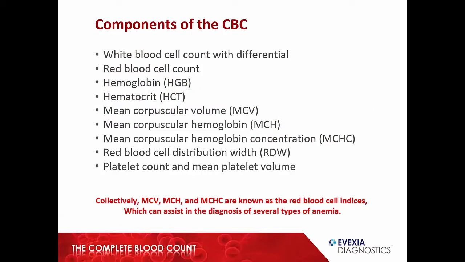So here are the components of the CBC. The white blood cell count with a differential, red blood cell count, hemoglobin, hematocrit, mean corpuscular volume, mean corpuscular hemoglobin, mean corpuscular hemoglobin concentration, red blood cell distribution width, platelet count, and mean platelet volume. And remember, collectively, the MCV, MCH, MCHC are known as the RBC indices, and they can assist with the diagnosis of several types of anemia.